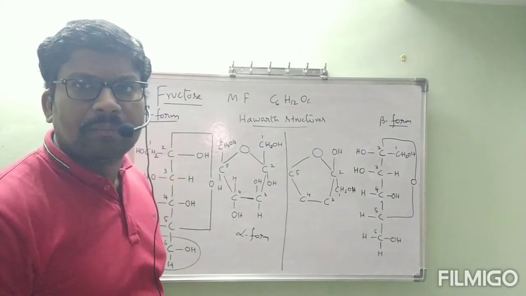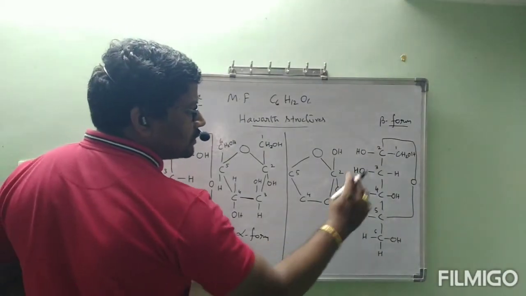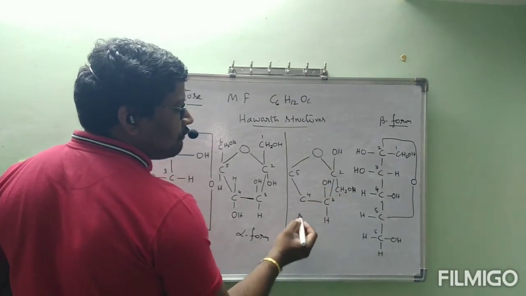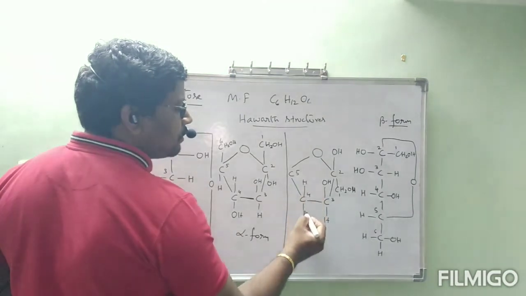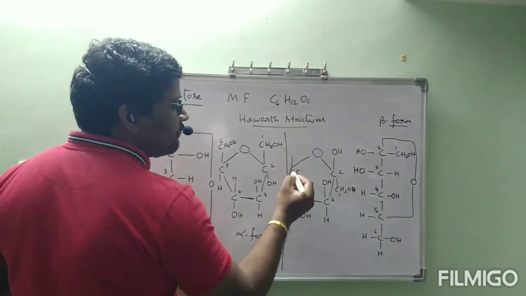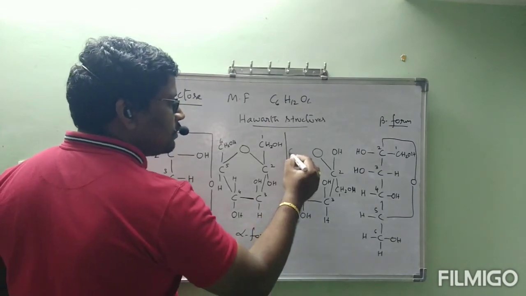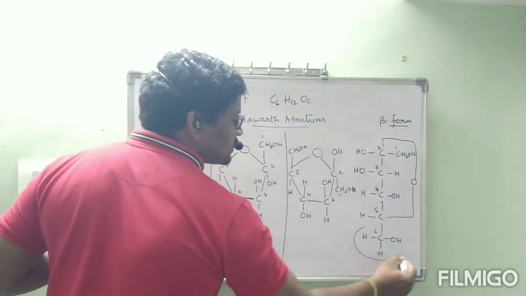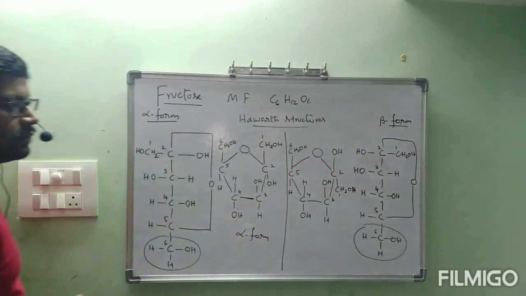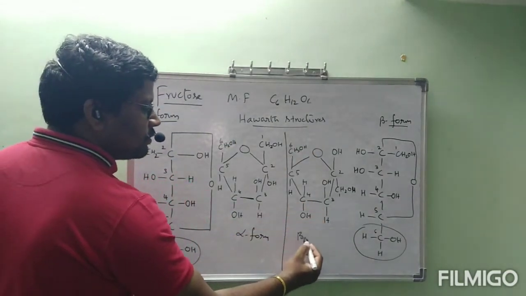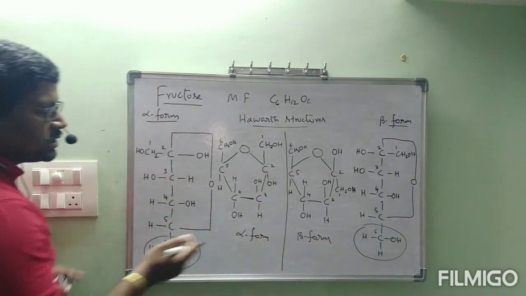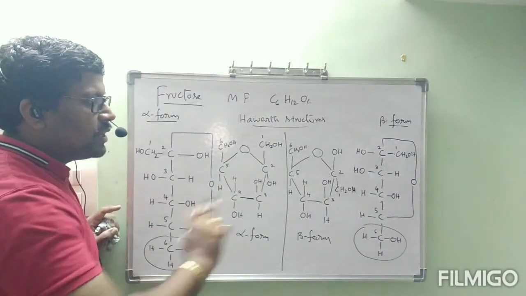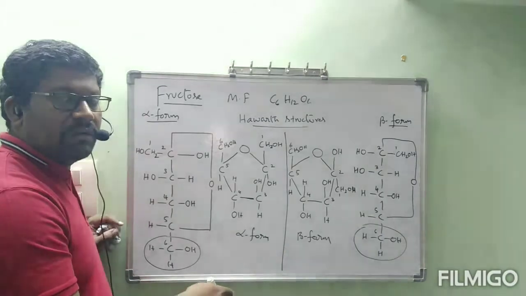Okay? Next, third carbon: OH is above, H is below. Fourth carbon, H is above, OH is below. Fifth carbon, same, CH2OH is above, H is below. The CH2OH sixth carbon totally we are writing here. Okay, this is the beta form of fructose using Haworth representation. Sorry, here I said glucose, no, fructose. These two are alpha form and beta form of fructose.